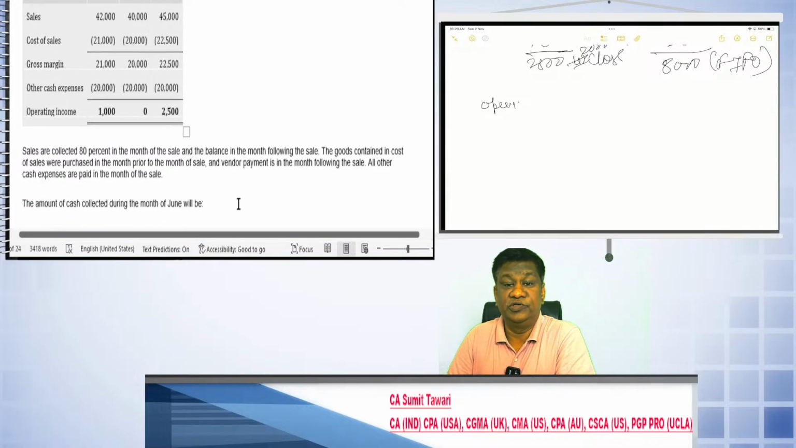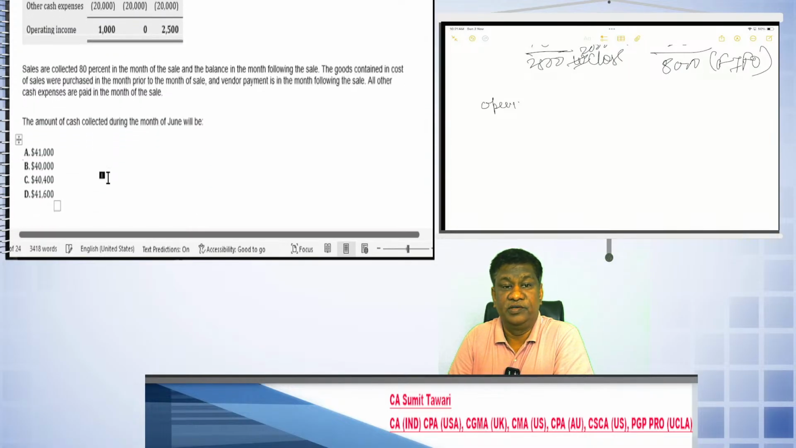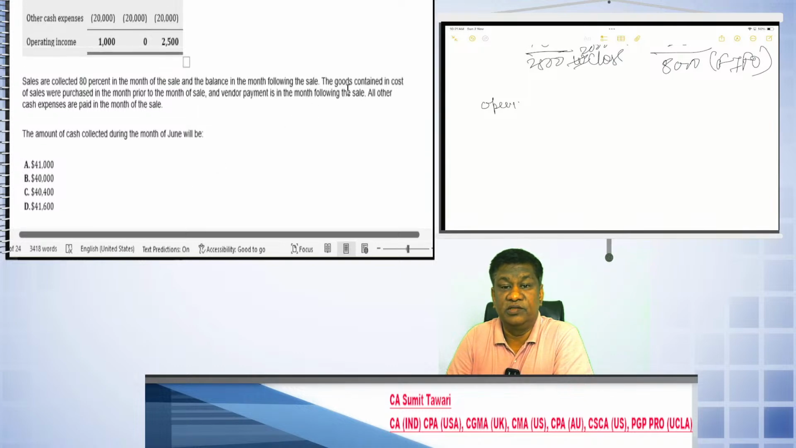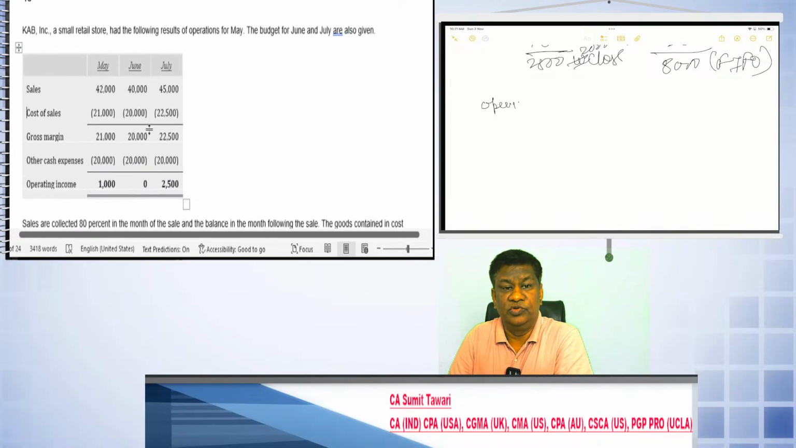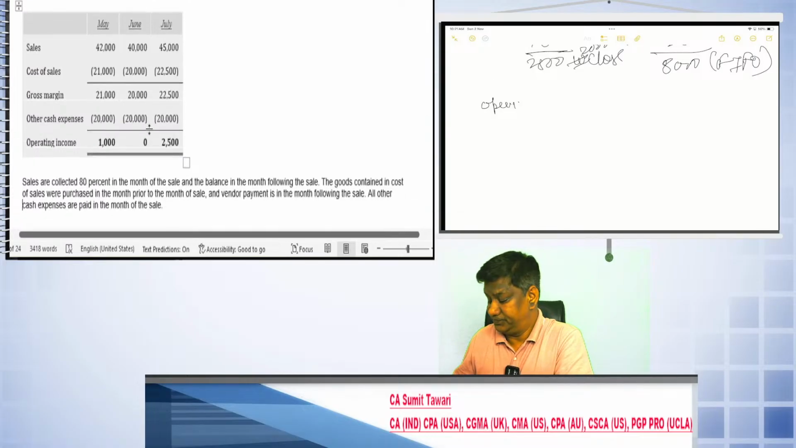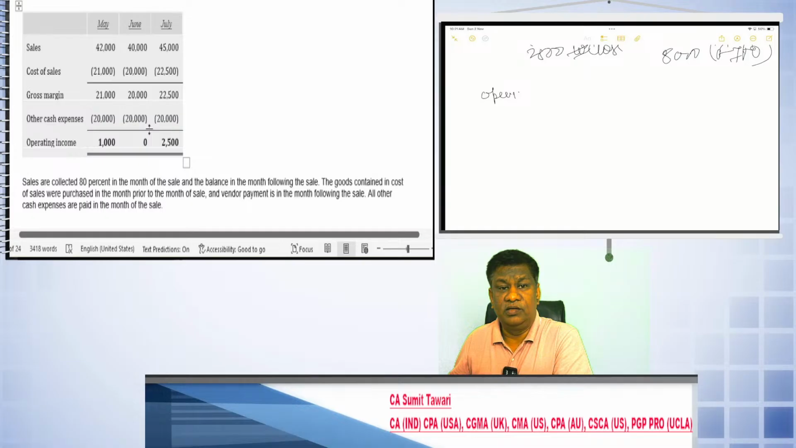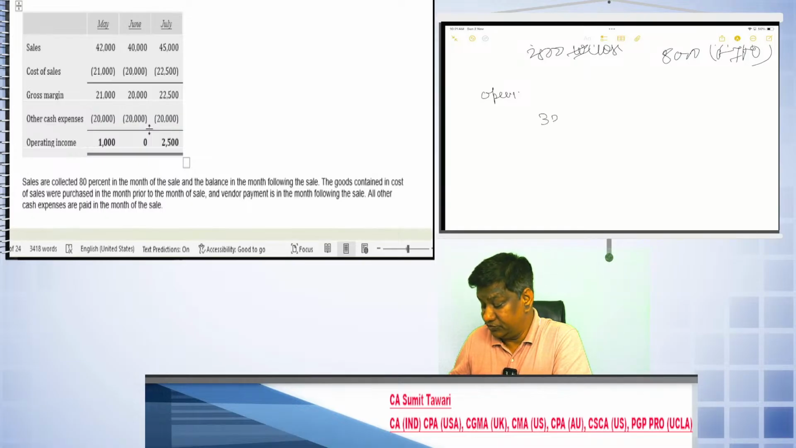During the month of June, you need to calculate. Sir, 40,400. How did we calculate it? The cost of goods contained in the cost of sale were purchased in the month prior to the month of sale. Vendor payment is in the month following the sale, and all other cash is paid in the month. So we are calculating for the month of June. Sales recovery is basically 80% of the 40,000, which is 32,000.